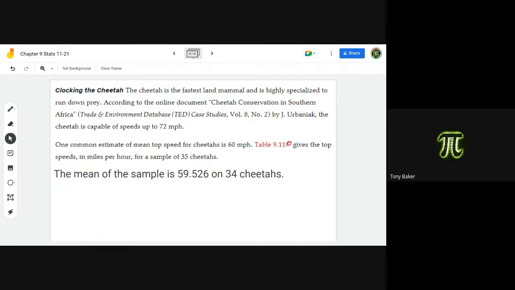Since I cut the information out, in this one, the actual data chart had one number that was an outlier. So that's why if you look here, it says the sample is 35 cheetahs, and I only did 34 cheetahs because I eliminated the outlier. So when you're doing your calculations, you're doing it based on 34 cheetahs, not 35 cheetahs.